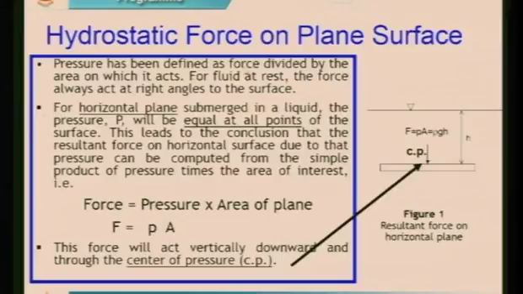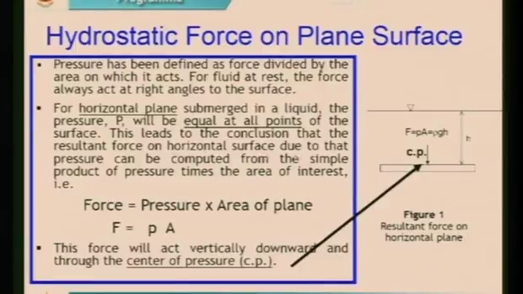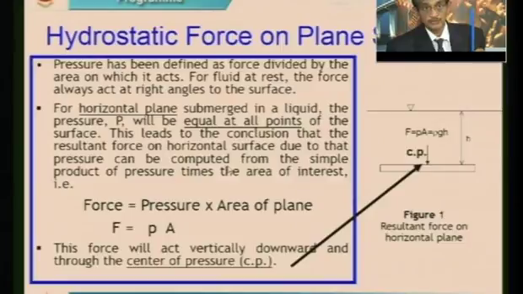You can see very clearly, pressure has been defined as force divided by the area on which it acts, correct? For a fluid at rest, the force always acts at right angles, exactly like this. For a horizontal plane surface submerged in a liquid, the pressure intensity small p will be equal at all points, as I mentioned, gamma h everywhere. This leads to the conclusion that the resultant force on a horizontal surface due to that pressure can be computed from the simple product of pressure times the area.